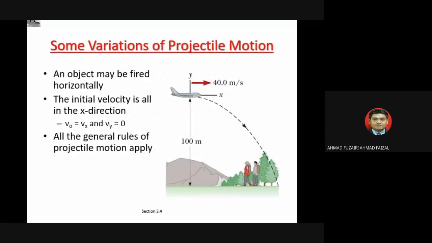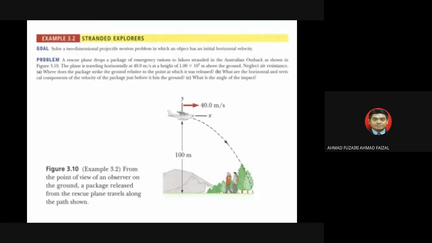Some variations of projectile motion. An object may be fired horizontally, and the initial velocity is all in the x direction, v naught equals vx and vy equals 0. After that, all the general rules of projectile motion apply. Look at example 3.2 in your textbook.